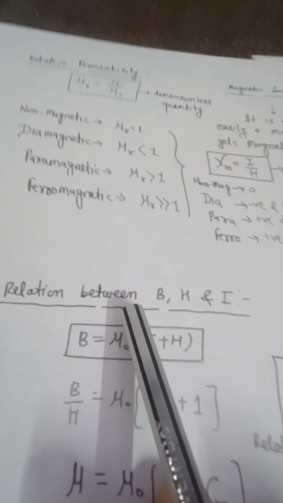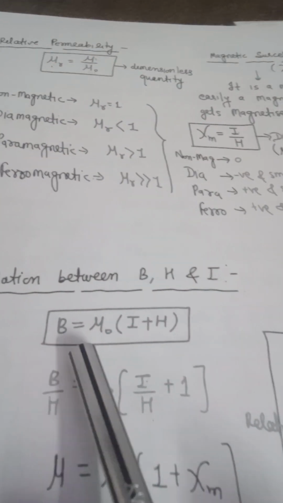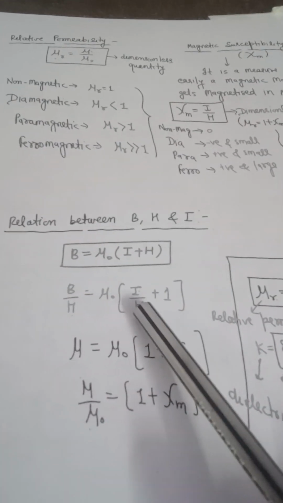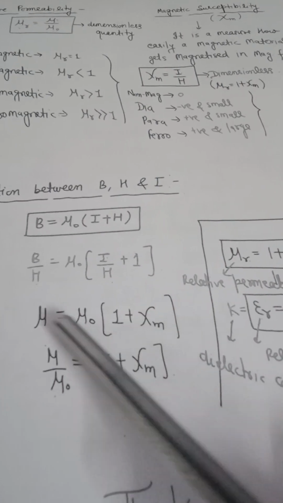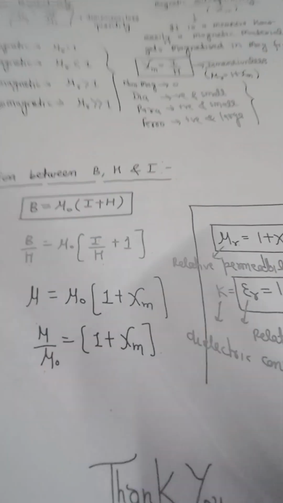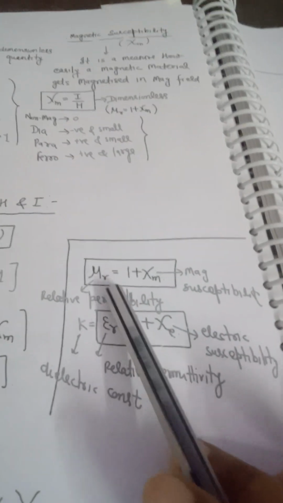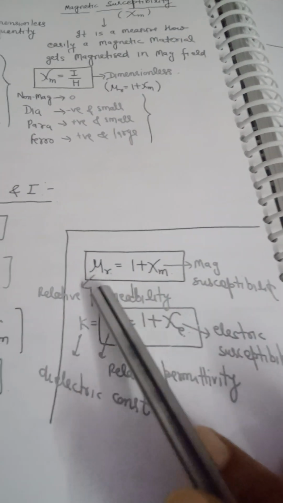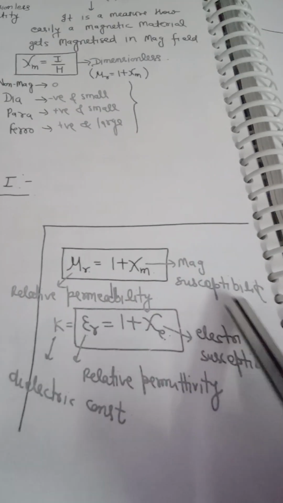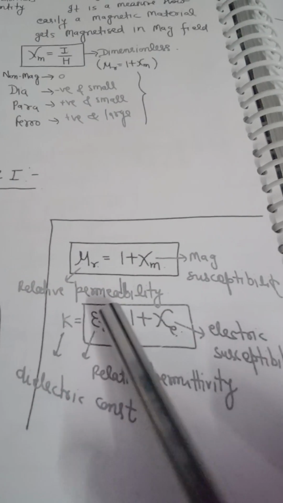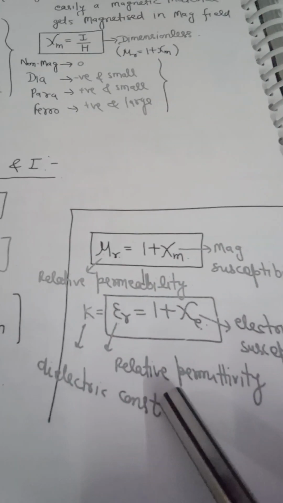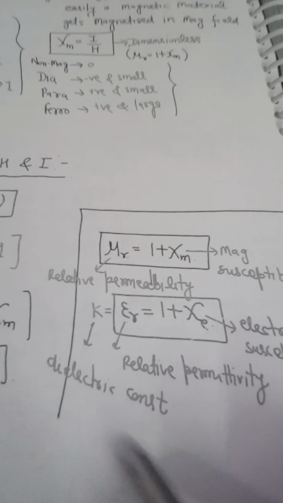Now we will discuss the relation between B and H. B is equal to mu naught (I plus H), and when we divide both sides by H, we get mu is equal to mu naught (1 plus chi m). If we divide it, we find our final answer: mu r is equal to 1 plus chi m. Here mu r is relative permeability, chi m is magnetic susceptibility, and epsilon r is 1 plus chi e. It is the electric susceptibility, the relative permittivity, the dielectric constant.